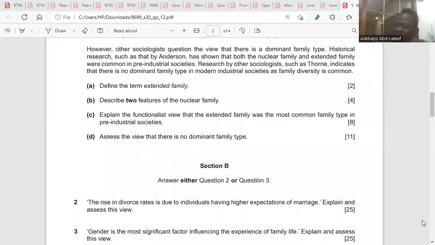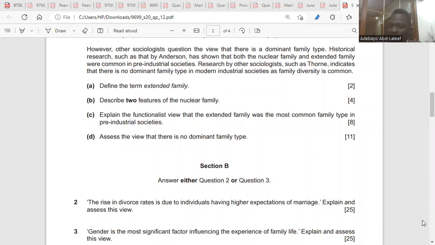Move on. So I think the functionalist view is clear, right? Yes. Okay, so we go to D. It says, assess the view that there is no dominant family type. According to Thorne, there's no dominant family type because the family is diversified. There are different types of family. What does diversity mean? That means there are different kinds of family.